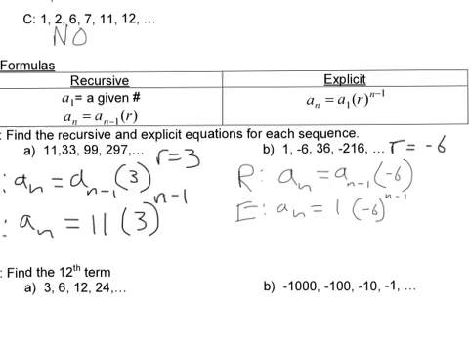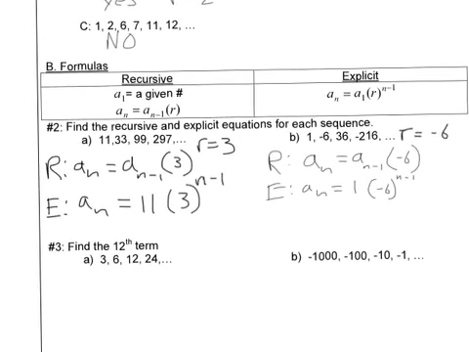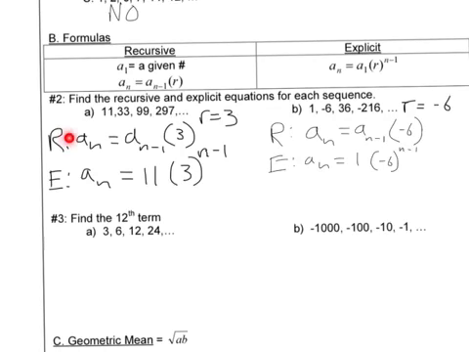Okay, so the recursive is a sub n equals a sub n minus 1 times our r value, which is -6. The explicit is a sub n equals 1, because that's our first term, times -6 to the power of n minus 1. Now it says find the 12th term. Well, if I was to use the recursive formula, I'd have to put in the first term, get the second, put in the second, get the third, and so on and so on. But if I use explicit, I can get right to the 12th term. Let me show you how.